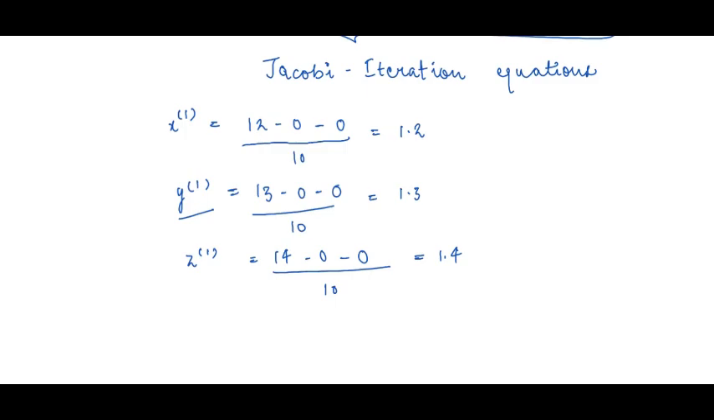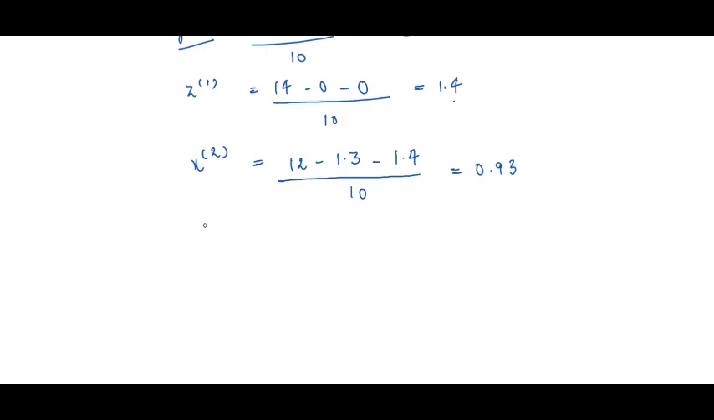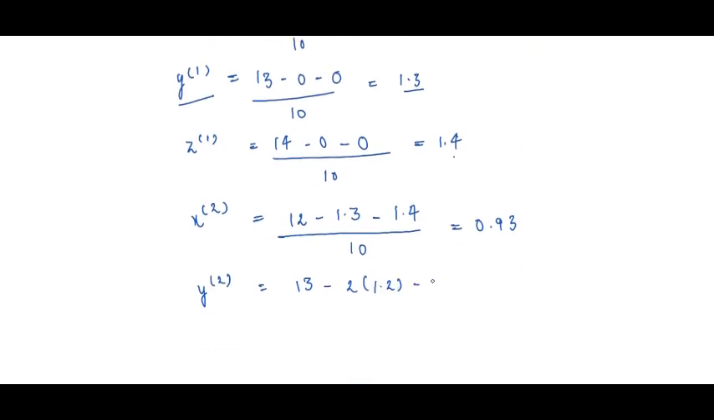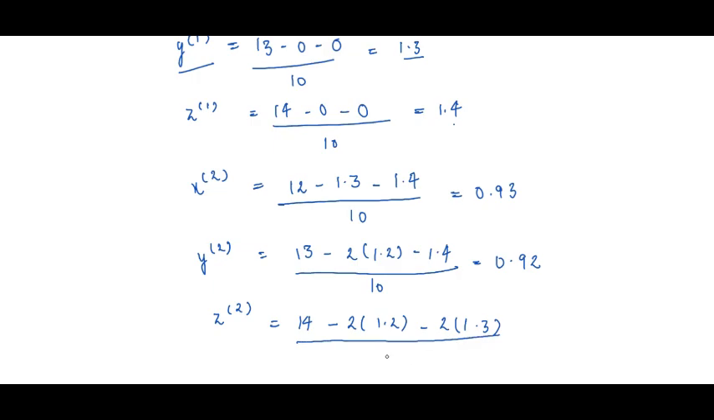Now with the second iteration, we get x2 as (12 minus 1.3 minus 1.4) whole divided by 10 equals 0.93. y2 becomes (13 minus twice of 1.2 minus 1.4) whole divided by 10 equals 0.92. And finally, we get z2 as (14 minus twice of 1.2 minus twice of 1.3) whole divided by 10, which is 0.90.